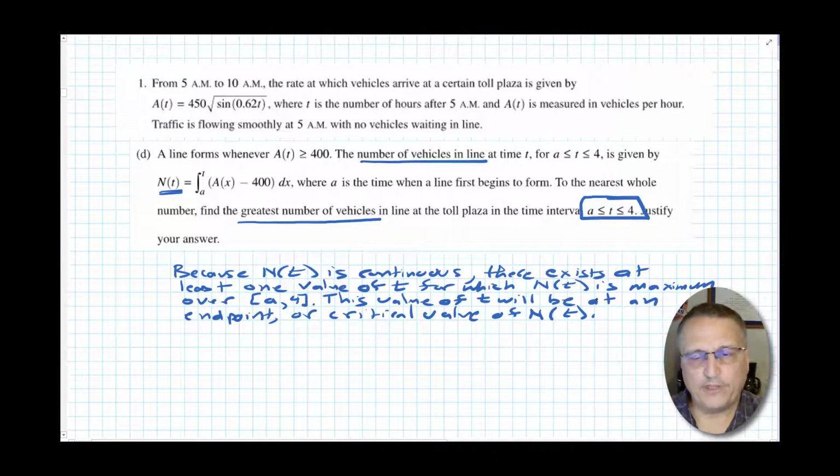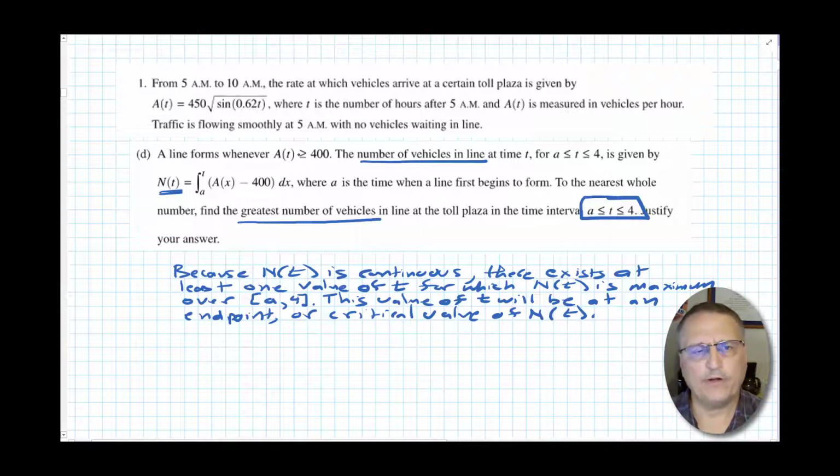So we've established that there is going to be a maximum value. And now what we have to first do, though, is find out what is the value of a over which we're going to evaluate this function. Well, a is the time when the line first begins to form, and the line will form when a of t is greater than or equal to 400.